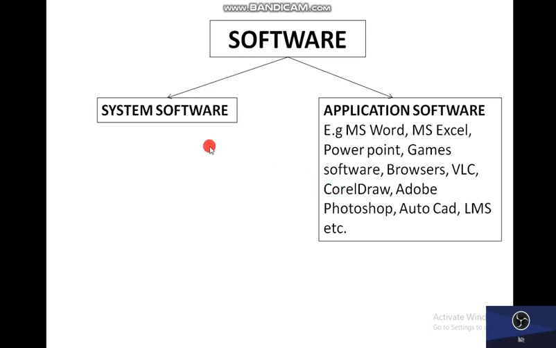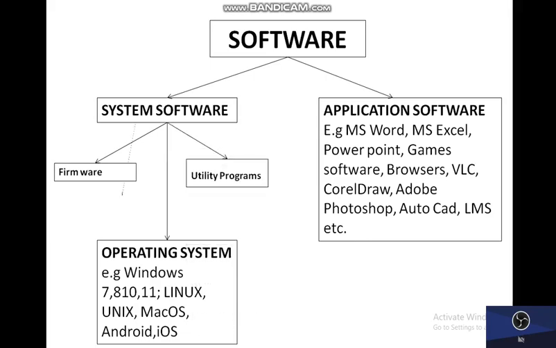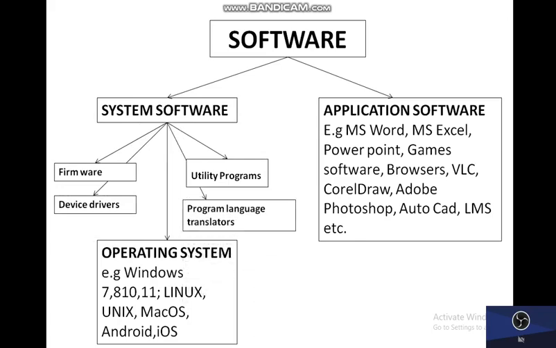Now let's talk about the system software before we end this session. The system software is the major software that controls all the other software. And under this, we have, number one, the major one, the operating system. Then we have the firmware, we have utility programs, device drivers, program language translators, and so on and so forth. But I'm going to concentrate majorly on the operating system because that is what is more applicable to you.